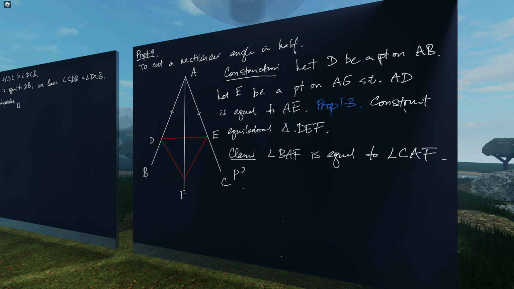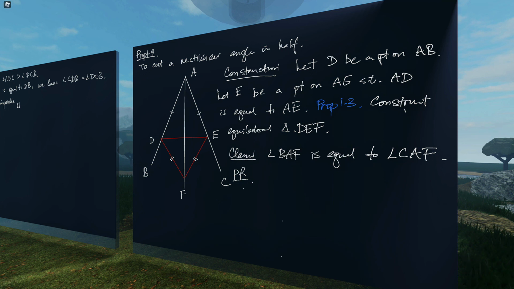Right, so proof. This is really just an observation that we've got two congruent triangles. You're going to know which triangles to look at. It's these, the triangles ADF and AEF. Once you show that they're the same triangles, then you're good. One of the matching angles, BAF, will be equal to CAF.